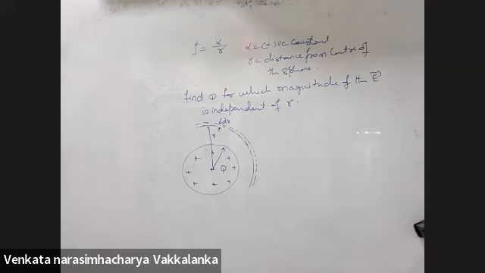Sir, 2 alpha pi R square I think is correct. Yes, sir, same answer. Wonderful.